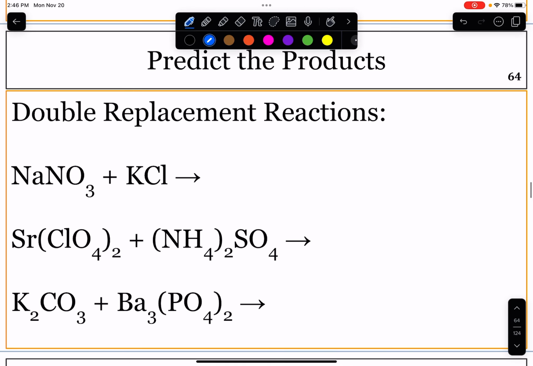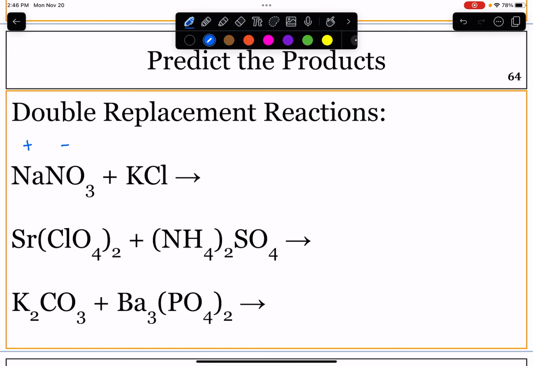Now let's learn how to predict the products for double replacement reactions. This is where we have 2 chemical compounds reacting together, and you're going to take one element from each of the chemical compounds and pair it together. So let's start by writing out the charges. Sodium is a +1, nitrate, the NO3, is a -1.